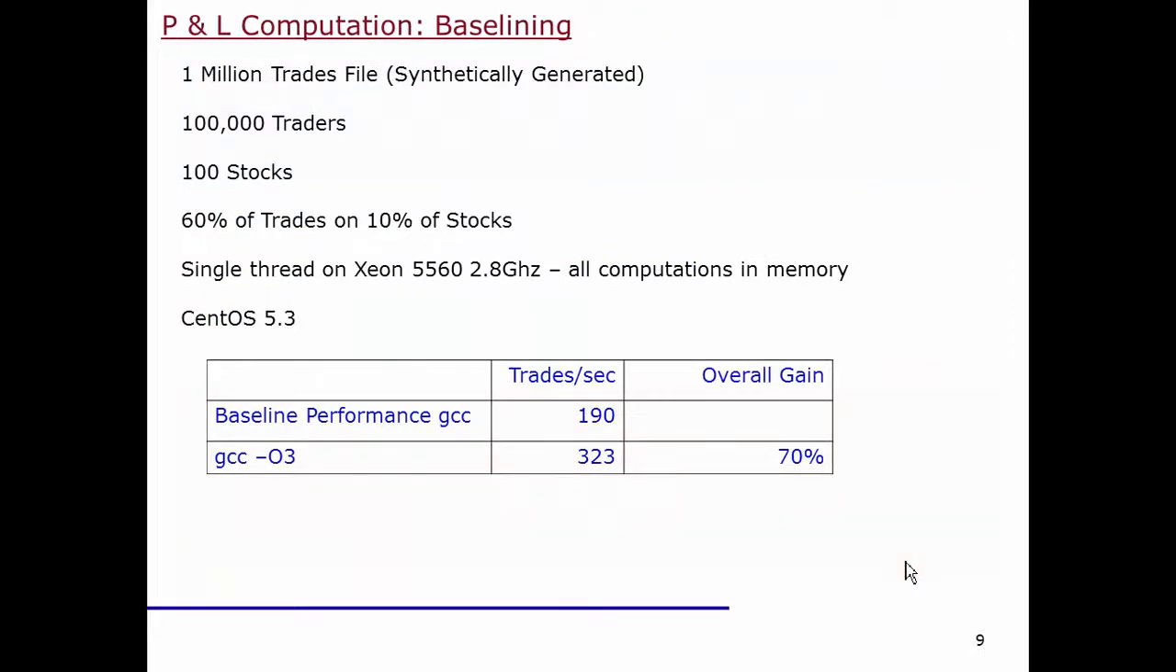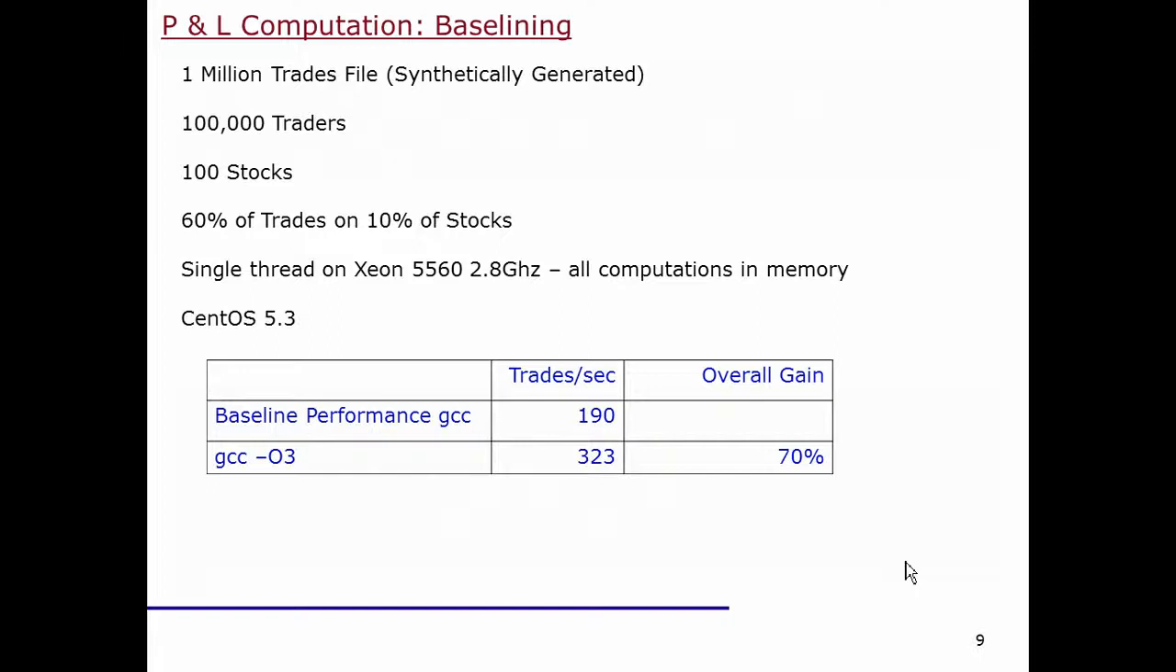Now the baselining that was done was to take a trade file of 1 million trades that was synthetically generated, have 100,000 traders, and have a skew that 60% of trades occur on 10% of stocks. So the benchmark, or baseline, was done using a single thread on the Xeon system with CentOS 5.3, and the baseline performance with the GCC compiler, as we said, was 190 trades per second.